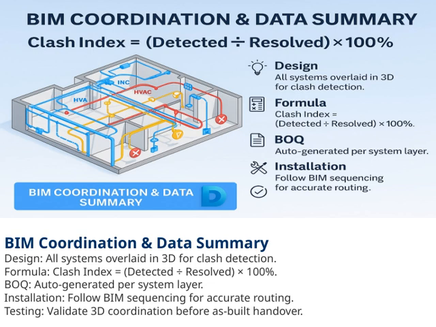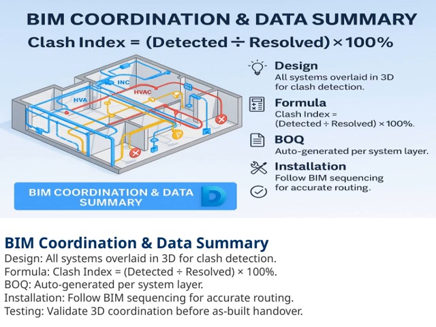Regarding the bill of quantities, or BOQ, it's auto-generated for each system layer. This automation streamlines our process, ensuring accuracy and saving time when preparing material estimates. When it comes to installation, following the BIM sequencing is crucial for routing. It ensures that each step aligns correctly with the overall plan, reducing errors and ensuring smooth progress on site.